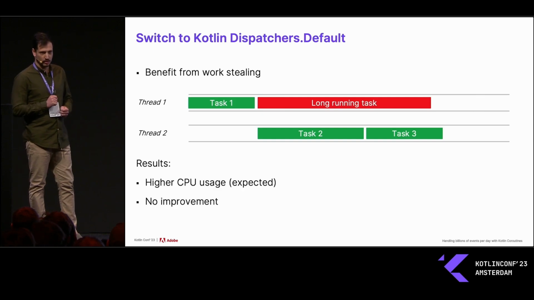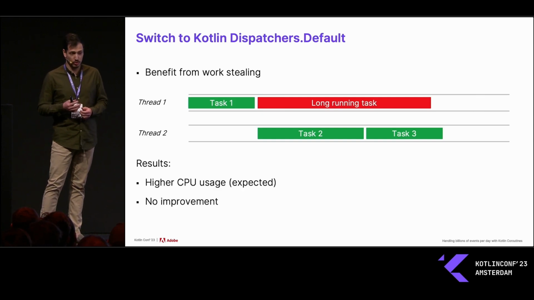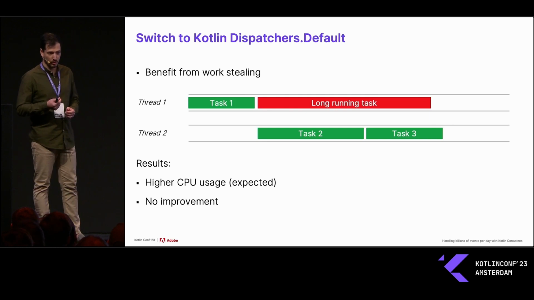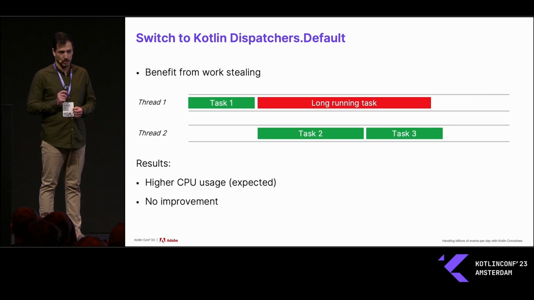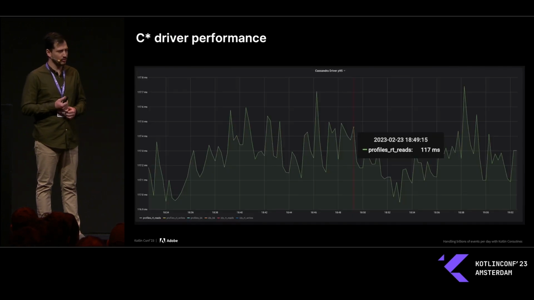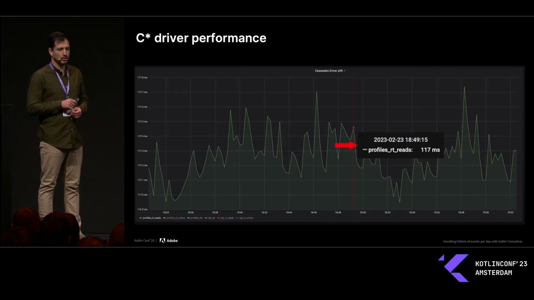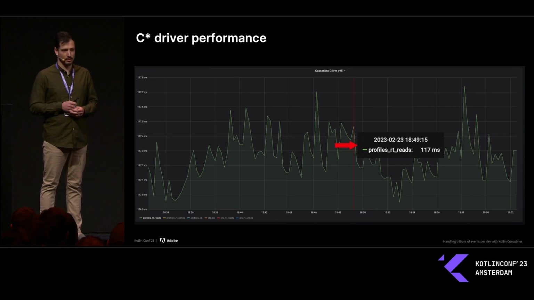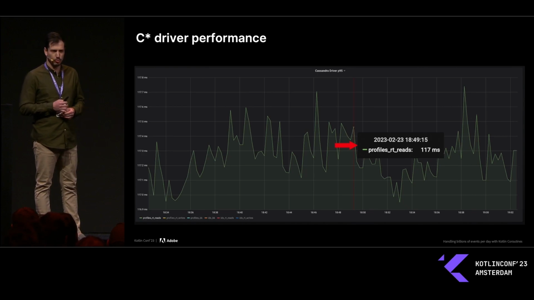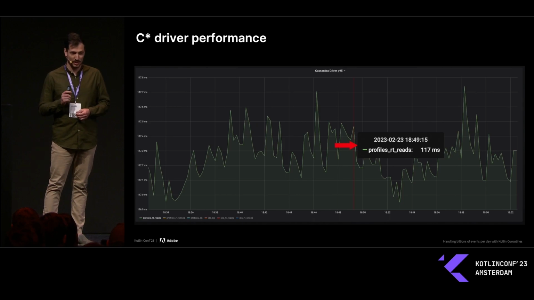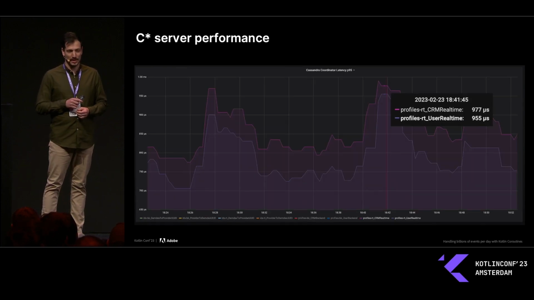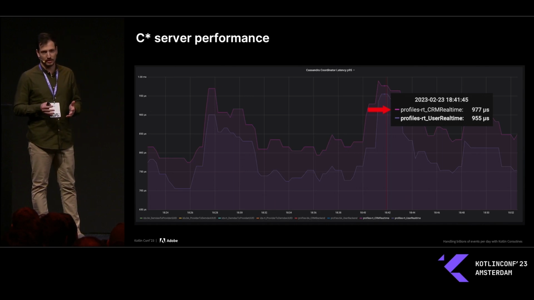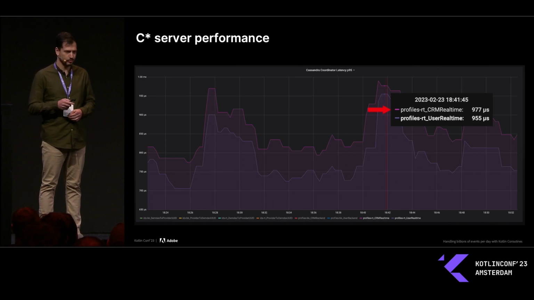After this change, we noticed a higher CPU usage, which was expected due to the extra work done by the work stealing algorithm, but no improvement overall. So we continued our investigation further, and we noticed that the Cassandra driver inside the application was reporting a high latency of 117 milliseconds, while the Cassandra servers were reporting sub-millisecond latency. So definitely something was going on inside the application.